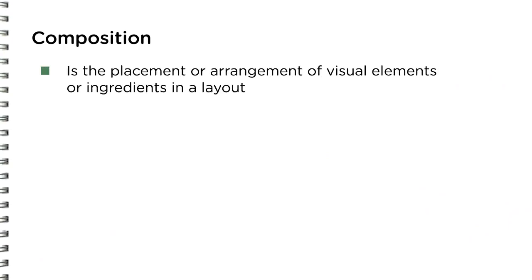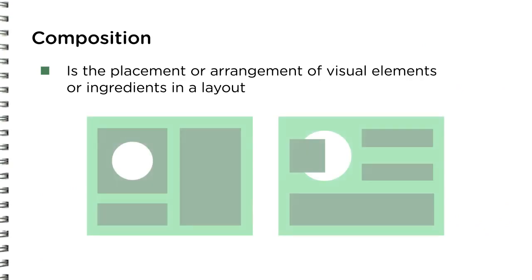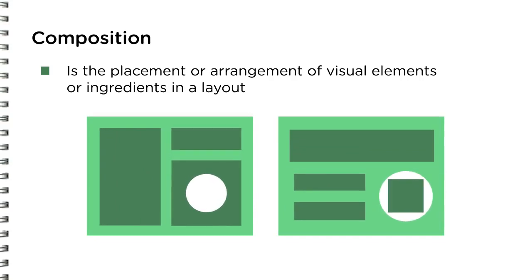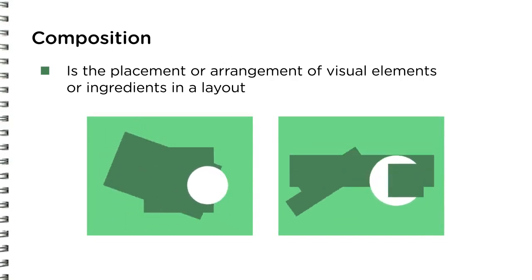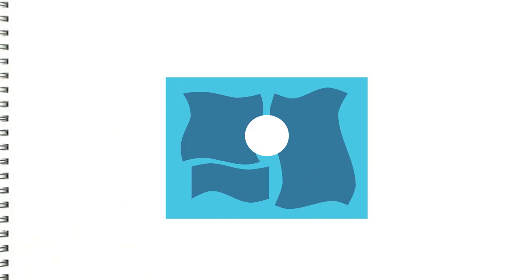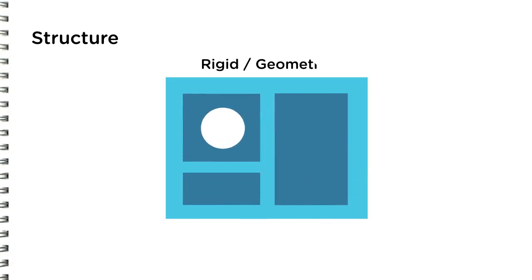In design, composition is the placement or arrangement of visual elements or ingredients in a layout. When we view the composition, we immediately compare the elements and look at the interaction of the elements as a whole. Now, the way the composition is organized refers to its structure. We look at the structure as a blueprint of the composition. This structure can be loose or it can be rigid.